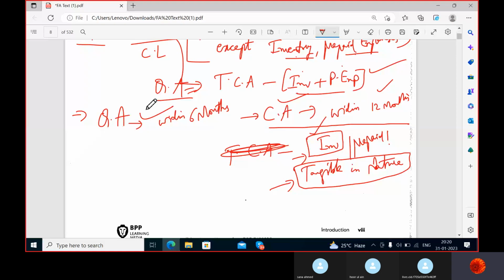Point number two, prepaid expenses. Inventories we have discussed. Prepaid expenses are assets for which the payment has already been made, and we are yet to enjoy the benefits for those payments. When are we going to enjoy them? When is that going to happen? And this is already done in advance.